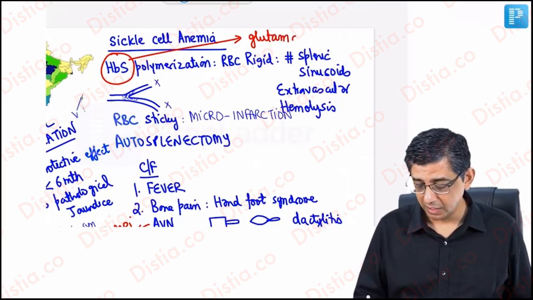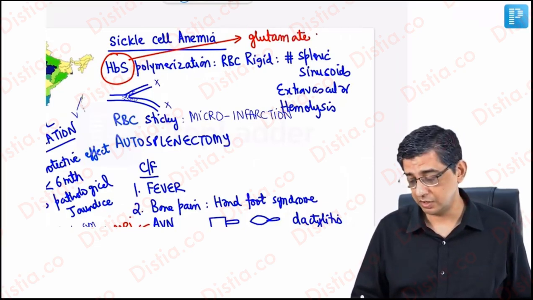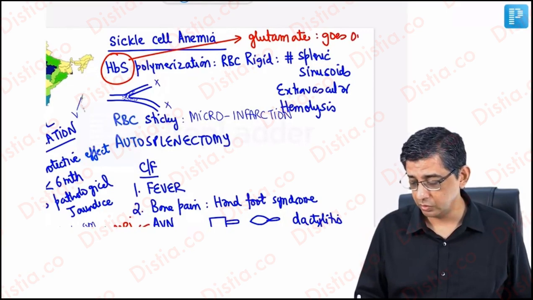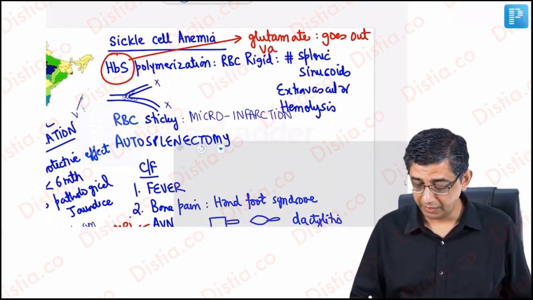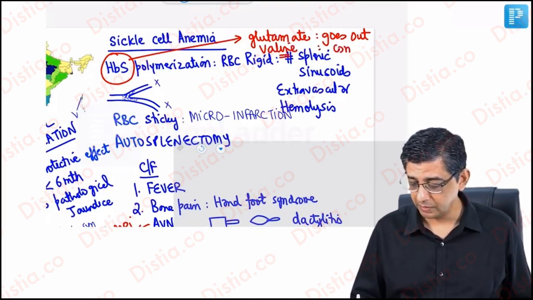What happens here is that the amino acid sequences are changed. So glutamate, G for glutamate, goes out. And valine has a V in it, so valine comes in.